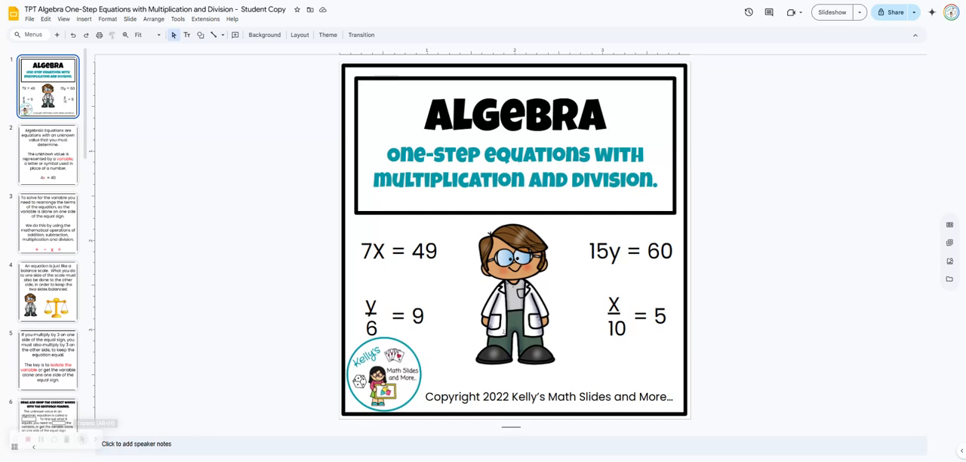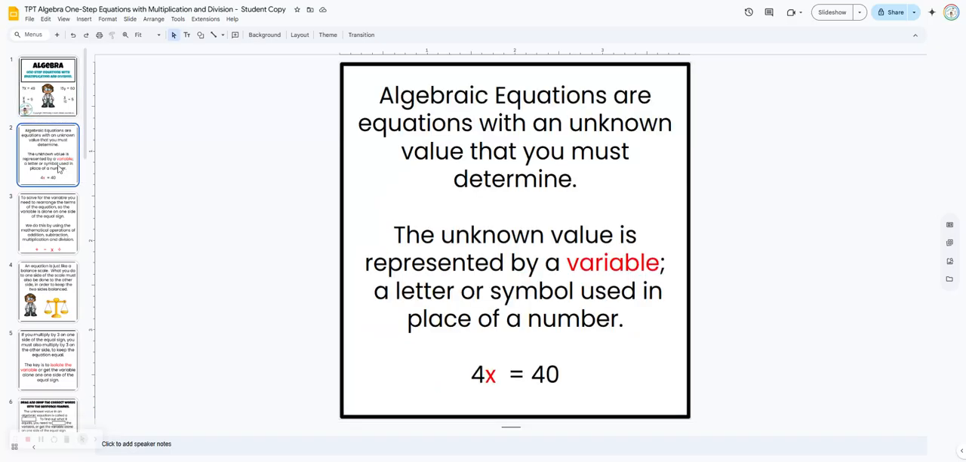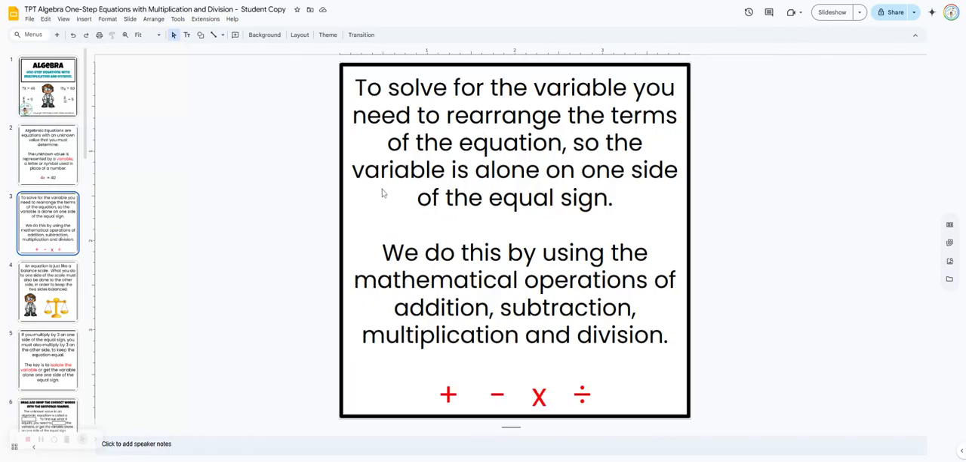One-step equations with multiplication and division. This is a beginning lesson, and it's a digital lesson. It starts with explaining what a variable is and how it works in an algebraic equation. We need to isolate that variable. So we're going to do that.